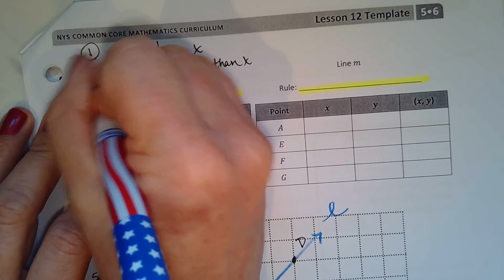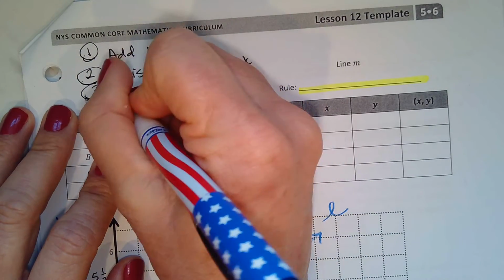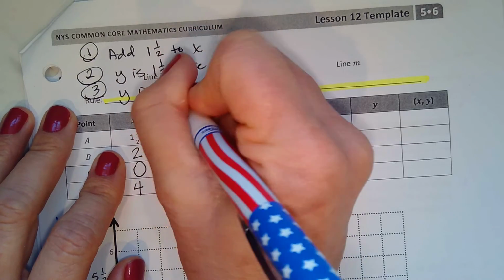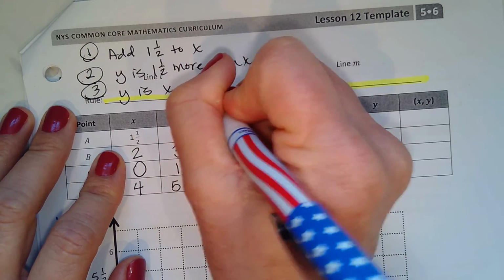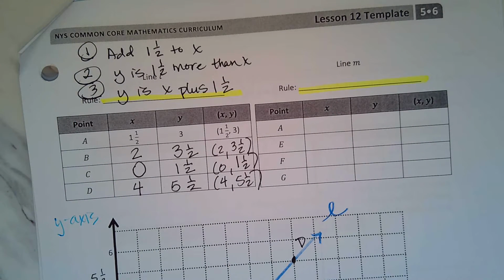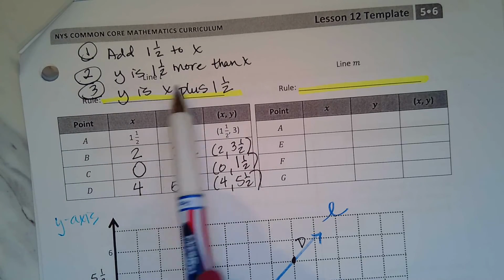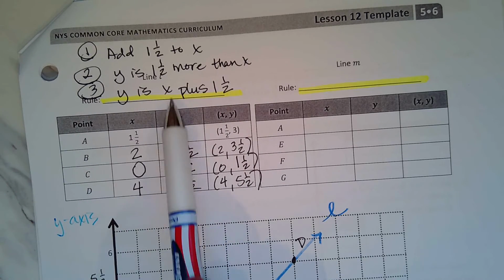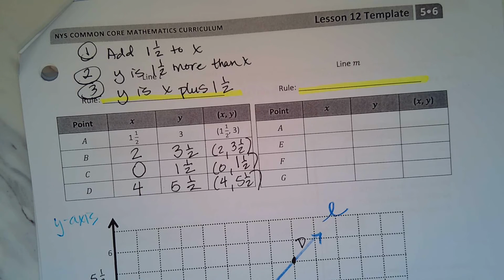And then a third way to write this would be y is x plus 1.5. So depending on how you like to write your rule, that's how you want to write your rule. So add 1.5 to x is probably the simplest. Y is 1.5 more than x. Y is x plus 1.5. All right. Excellent job. So now, line M.